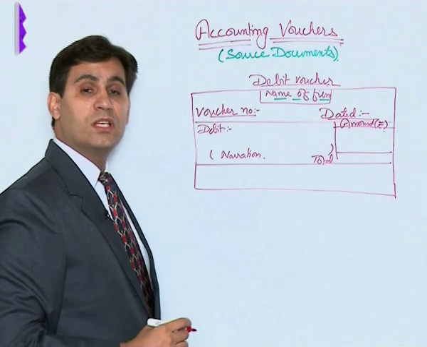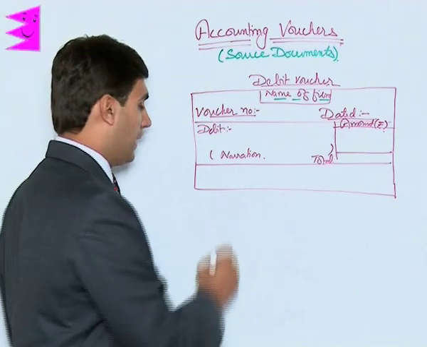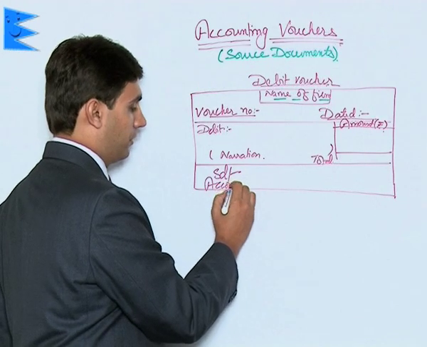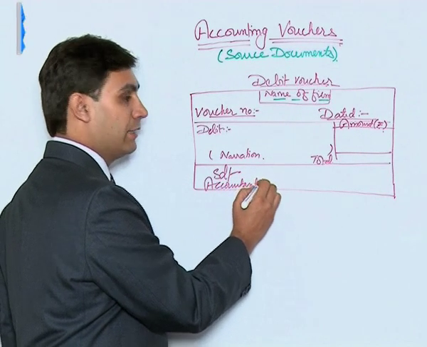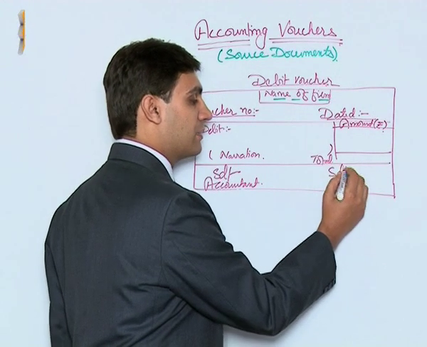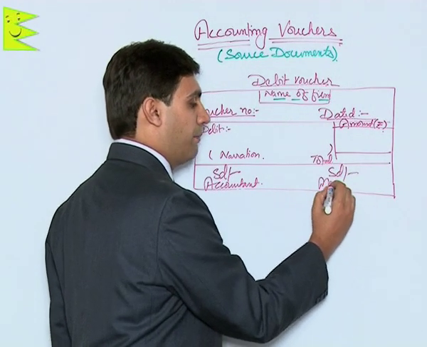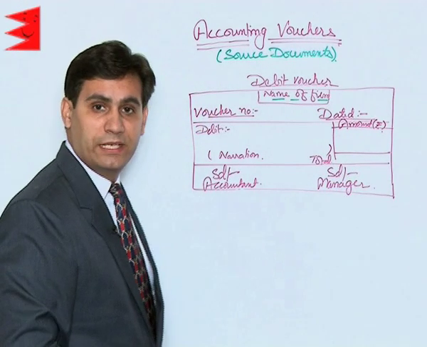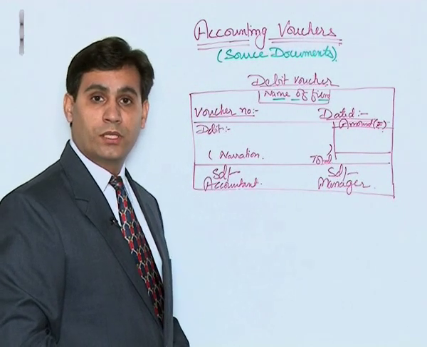Now, the voucher must be duly signed by the person who has prepared it. Usually it is the accountant. So it must be signed by the accountant and it must be countersigned by some senior authority, a manager or a head cashier or anybody else who is authorized to do so.